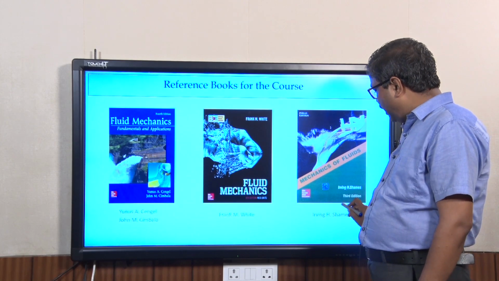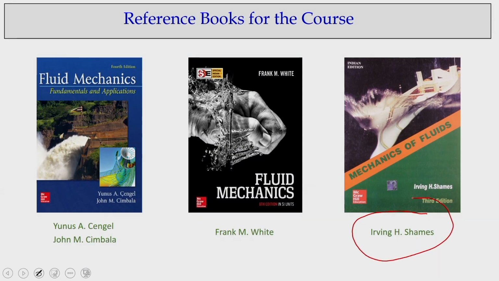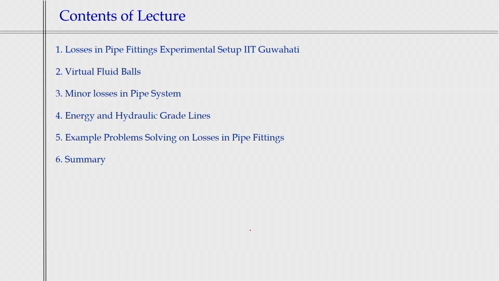These are the books I am following for more details in these chapters, but you can certainly have these two books, F.M. White and Çengel and Cimbala. They are books at the higher levels, as we discussed earlier.